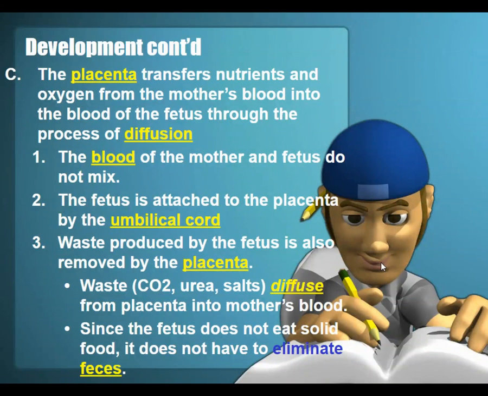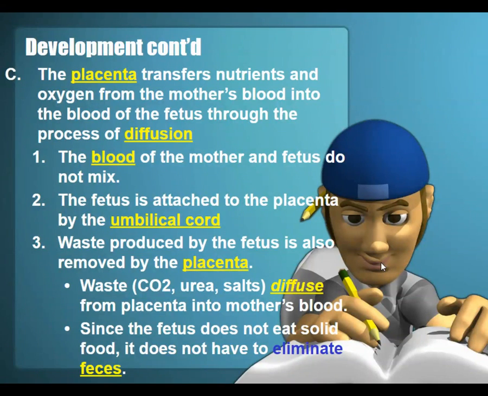There is something called a placenta that is going to transfer nutrients and oxygen from the mother to the fetus. It's connecting the two blood streams, but not directly. Through diffusion, nutrients and oxygen can pass through the placenta, so it goes from the mother's blood to the blood of the fetus. The blood of the mother and fetus does not mix, ever. The mom and the baby can have two separate blood types because their blood never mixes.